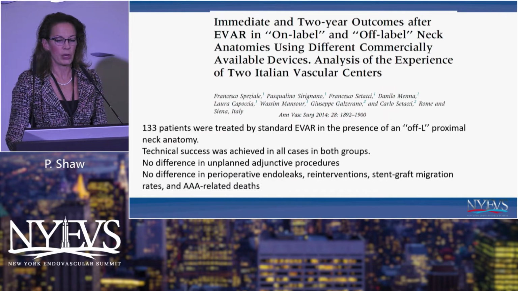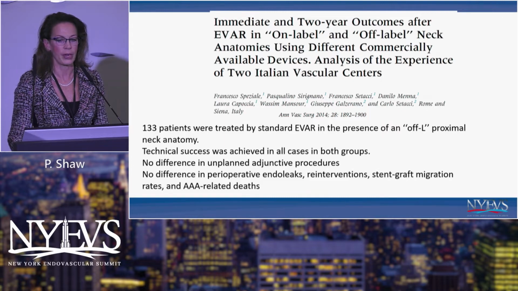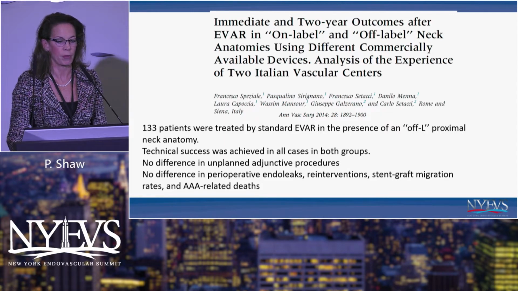This study from Italy looked at the immediate and 2-year outcomes for EVAR with on-label and off-label neck anatomies with different commercially available devices in 2 Italian vascular centers. They looked at 133 patients treated with standard EVAR in the presence of this, quote, off-label proximal neck anatomy, which is really like I've just defined previously. But they did find that they had technical success in all cases in both groups, no real difference in unplanned adjunctive procedures, no difference in perioperative endoleaks, reintervention, stent graft migration rates, or AAA-related deaths.